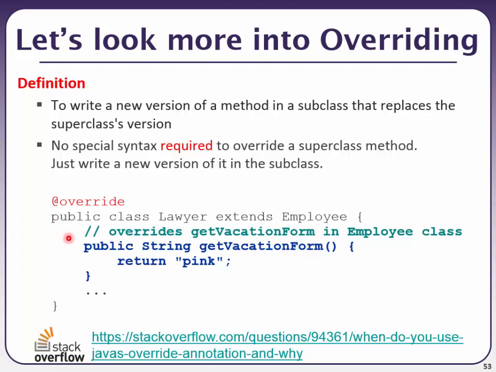So putting the keyword override right before the line where you start your method here allows Java to know that you actually intend to override a superclass method. So if it finds that there is no superclass method that matches the name that you put here, for example, or the name plus the return type or the list of parameters, etc., then it's going to raise an error at compilation time. It's going to tell you there is a problem. You told me you were trying to override something. I cannot find it. So it's kind of an added safety.